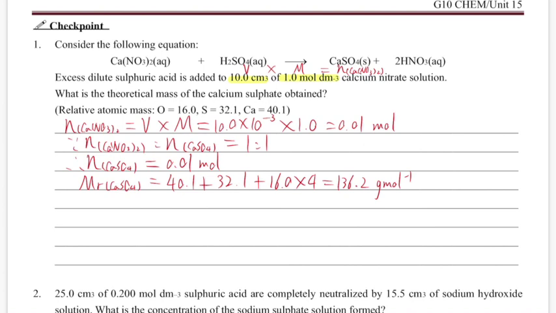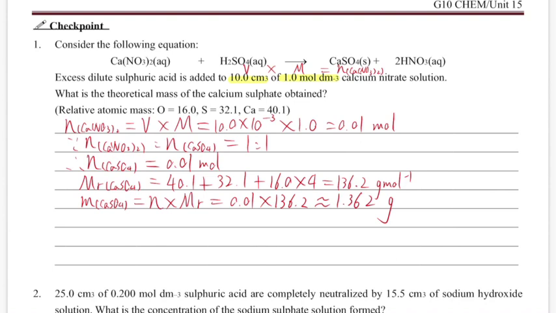Okay, and finally we will be able to work out the mass of calcium sulfate, which equals number of mole multiplied by the molar mass, which is 0.01 multiplied by 136.2. Okay, and it will give us 1.362 gram. Okay, that's for the first question.